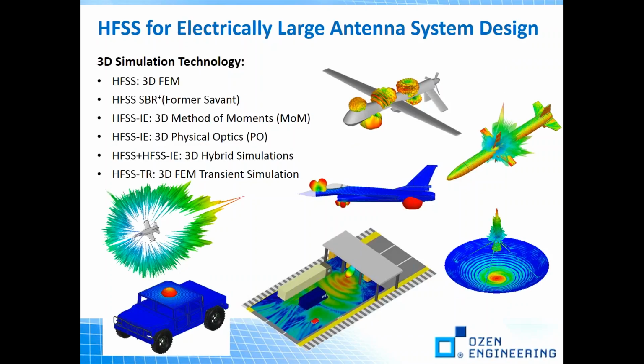So we talked a little about these solvers in HFSS. Basically, you can use the HFSS 3D finite element method, the HFSS 3D electromagnetic solver. If you have an electrically large problem, you need to use the SBR or the method of HFSS IE, for complex and large platforms. So these are the solvers that we talked about.